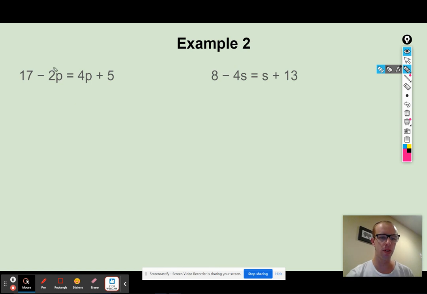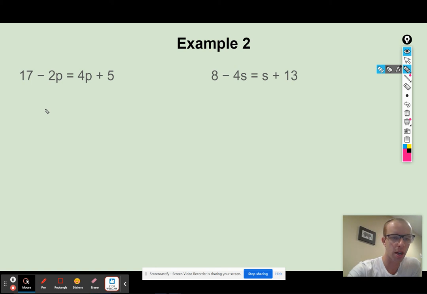I have a negative 2p on this side now. So before I only showed you positive terms. Now we have some negatives. But this doesn't have to be more difficult. It can actually be easier. It's really easy. What's smaller, a negative 2p or a positive 4p?